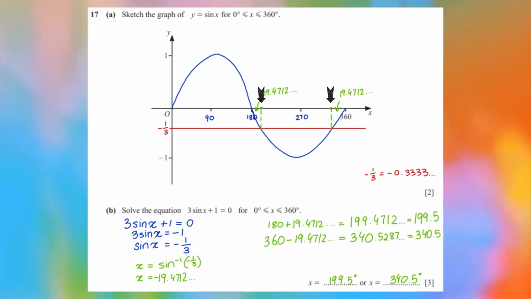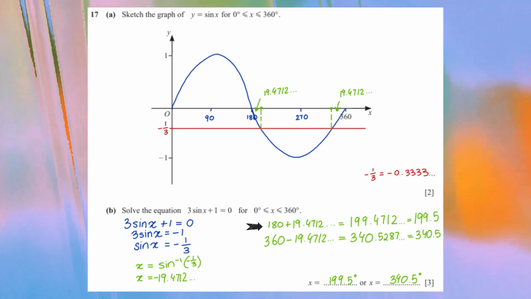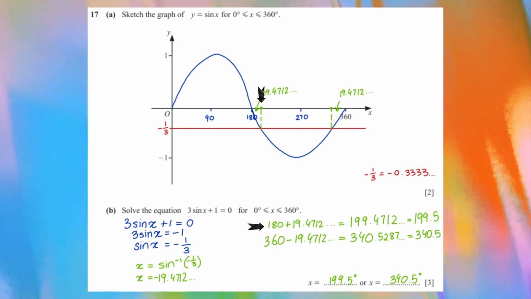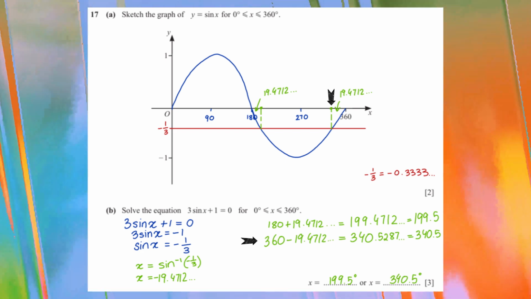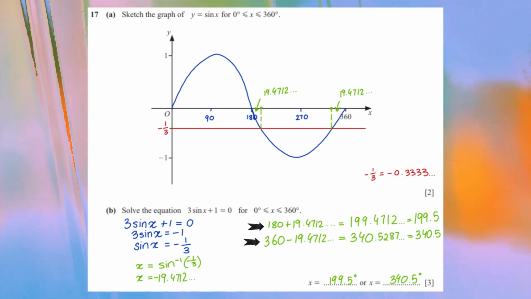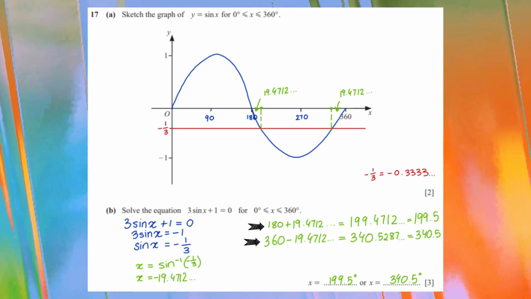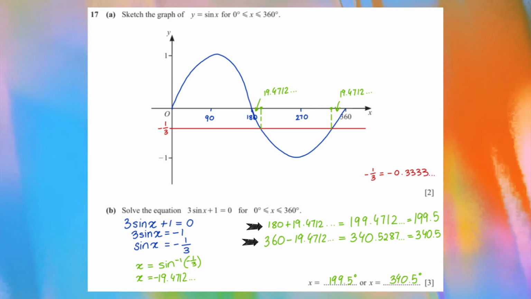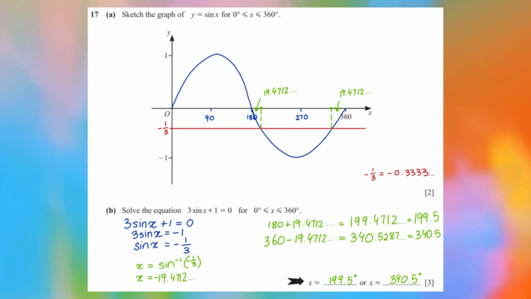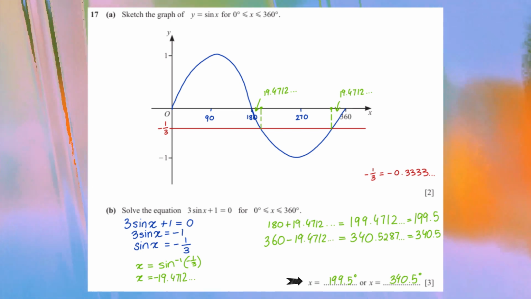So, to find the x-coordinates of the points of intersection, which I've shown in green on the x-axis, we add 19.4712 and so on to 180 for this point, and we subtract 19.4712 and so on from 360 for this point. This gives us 199.4712 and so on and 340.5287 and so on respectively. Rounding these values to one decimal place respectively, we get 199.5 and 340.5. Therefore, our answer is x equals 199.5 degrees or x equals 340.5 degrees.